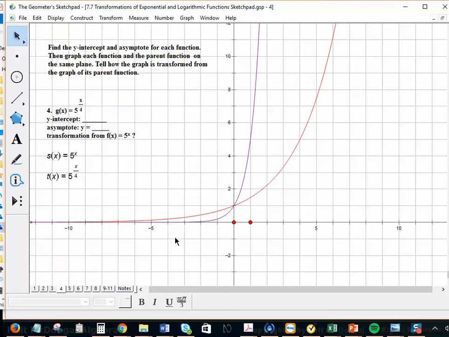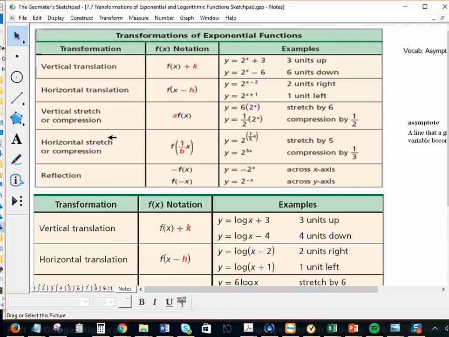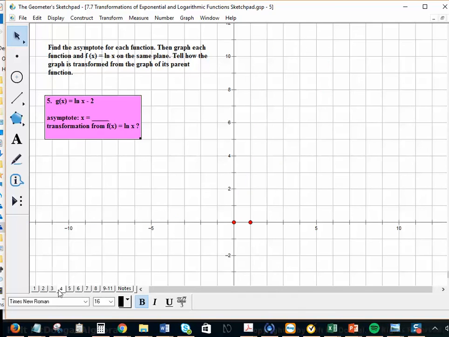And if you need to, you can look back at the notes page at any time. And if your exponent is being multiplied by a fraction like that, then you can see that that is a horizontal stretch by the reciprocal of that number. Okay, what page was I on? 4. And then we have some log functions.